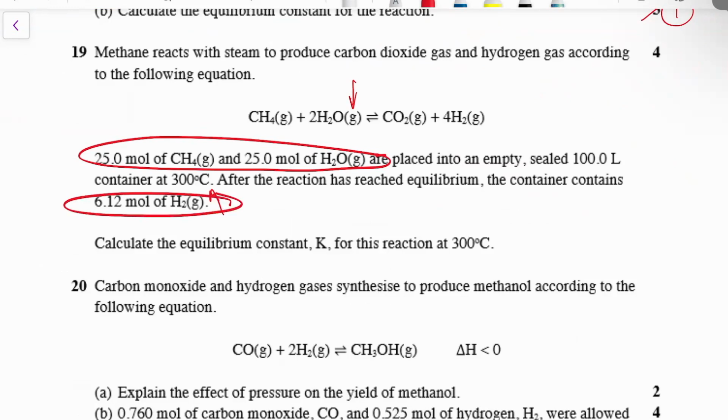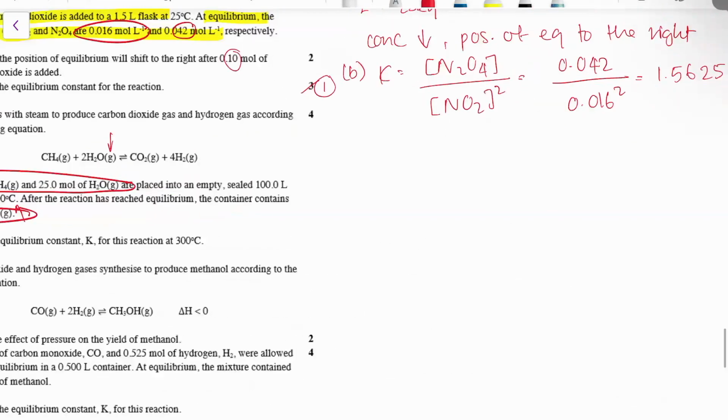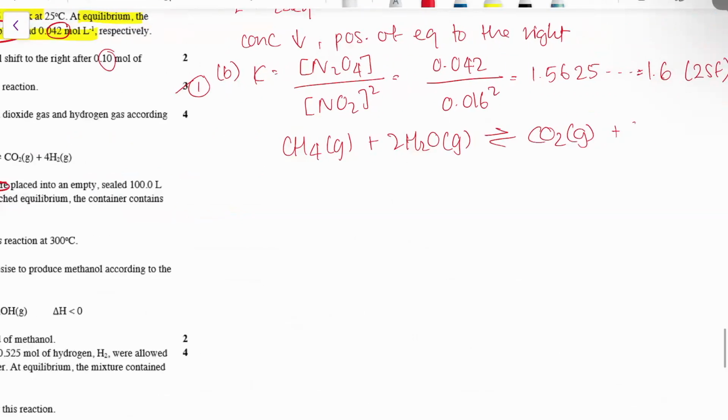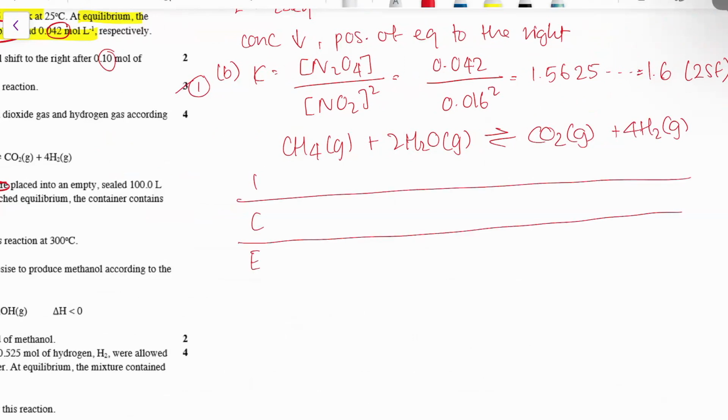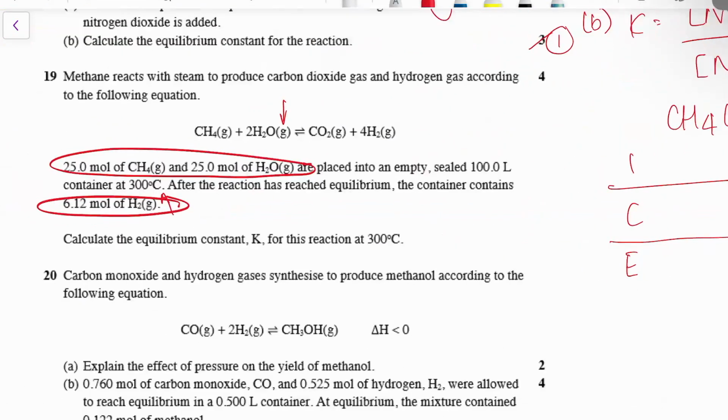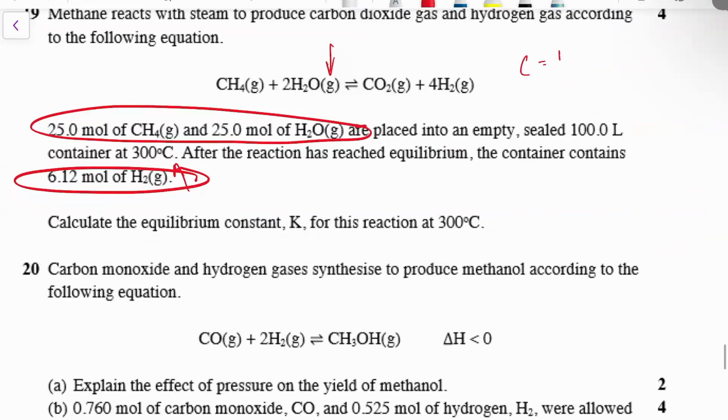So I have to set up an ICE table in this case. CH4(g) plus 2H2O(g) turns into CO2(g) plus 4H2(g). ICE, your equilibrium constant takes concentration, so it's best to set your ICE table in terms of concentration as well. You could do it in terms of moles and then convert it to concentration after, but it gives you a bit more work later to do. So we might as well do C is equal to n on V at the start.